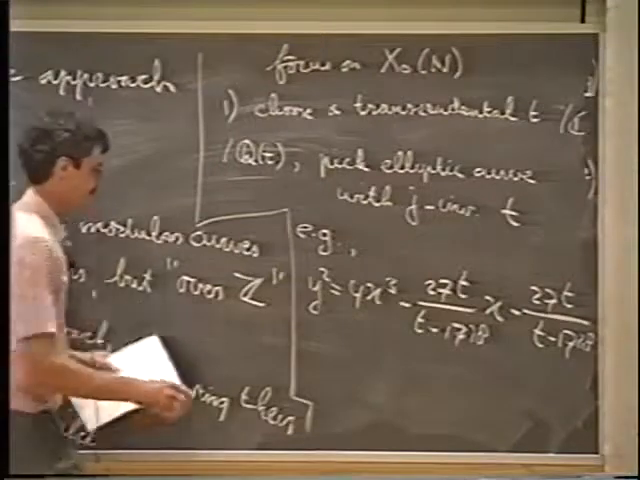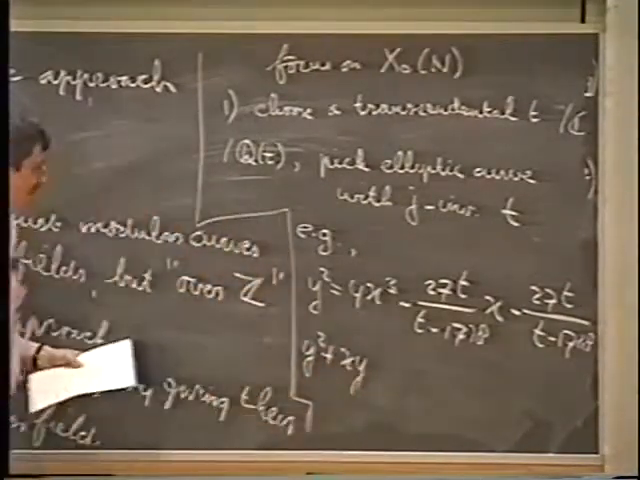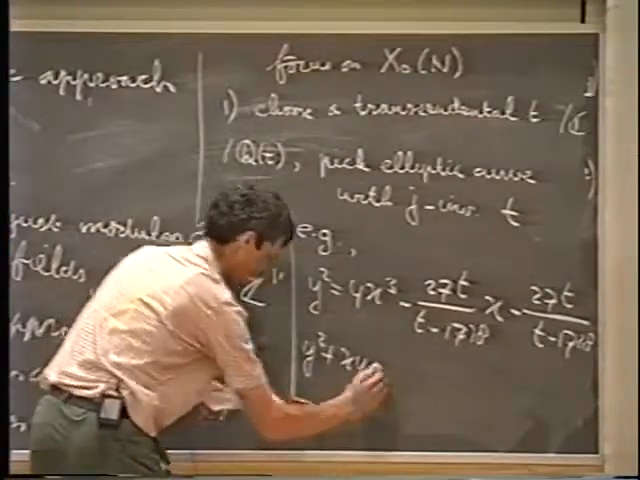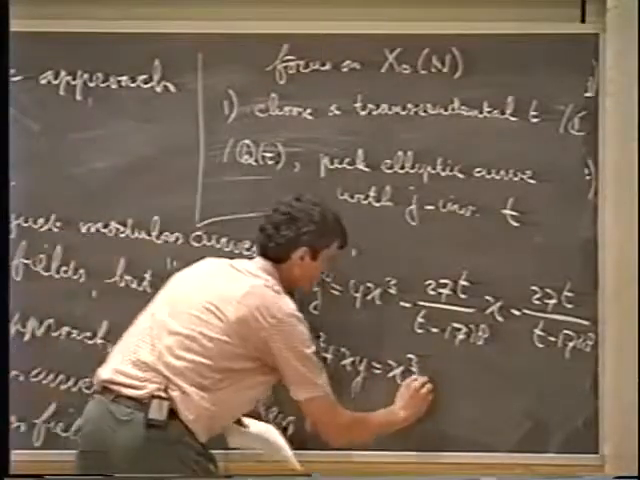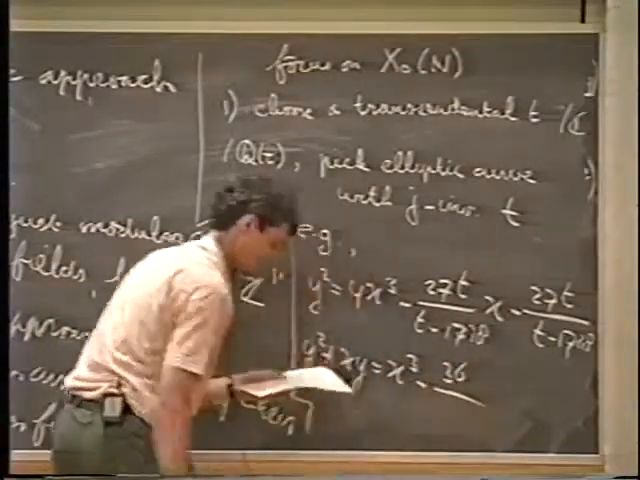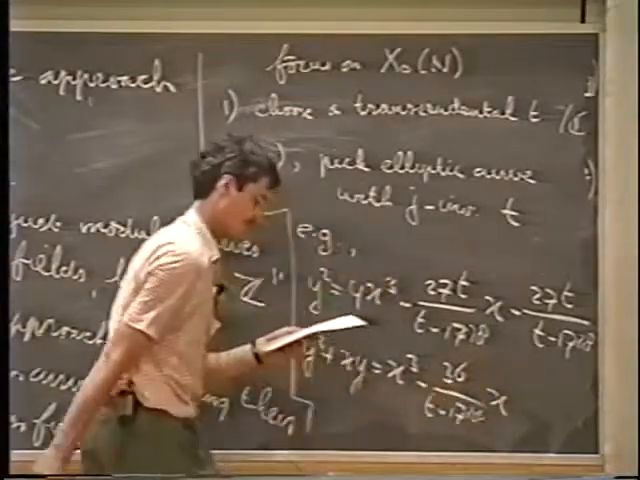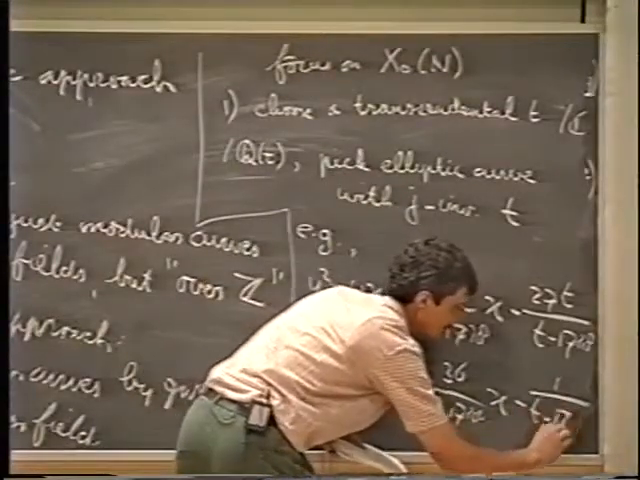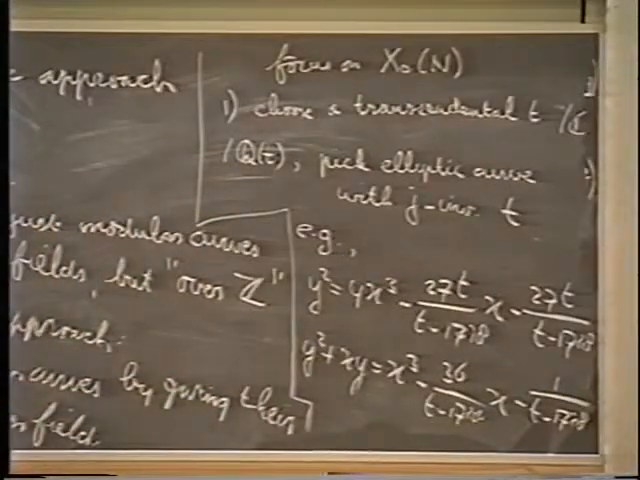Or there are more examples. This one is somewhat nicer in the sense that it also works in different characteristics, like characteristic 2. This one, x cubed minus 36 divided by the same t minus 1728 times x minus 1 over t minus 1728. So here are two examples of elliptic curves having J invariant t, which are defined over Q of t.